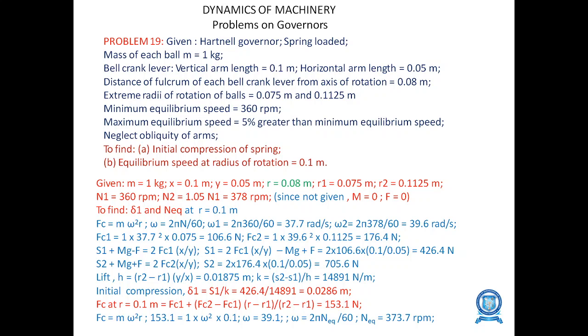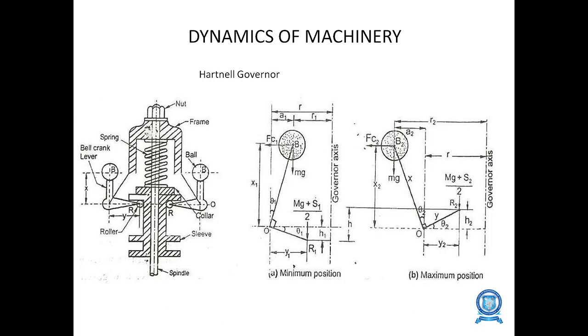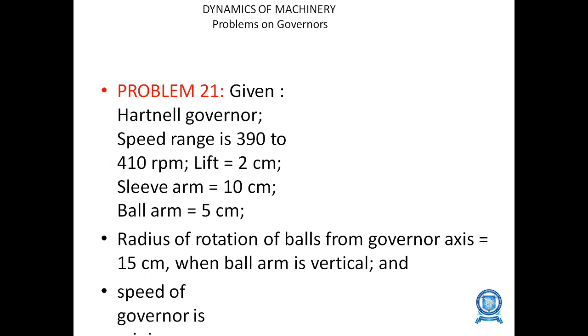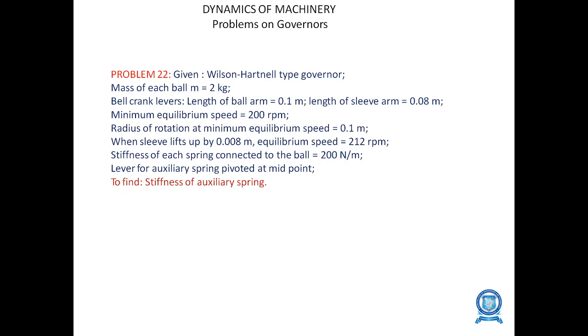This is a Hartnell governor in which the mass is given, the length is given, and the values of minimum equilibrium speed and maximum equilibrium speed are given. Draw this diagram. This is a problem for the Hartnell governor. The speed range is given, the lift is given, the sleeve arm is given, the ball arm is given. Find the radius of rotation when the arm is vertical and the speed of the governor.